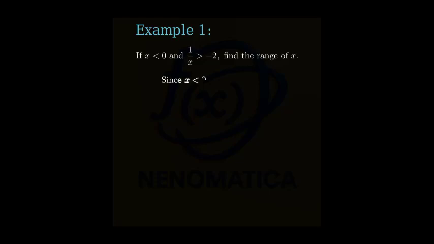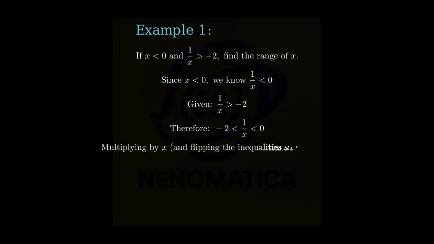Now, let's see how we can apply this property in solving problems. Example 1. If x is less than 0 and 1 over x is greater than negative 2, find the range of x. Since x is less than 0, we know that 1 over x is also less than 0 from our property. We're told that 1 over x is greater than negative 2. So, 1 over x is between negative 2 and 0. Now we need to solve for x. Then x is between negative infinity and negative 1/2.